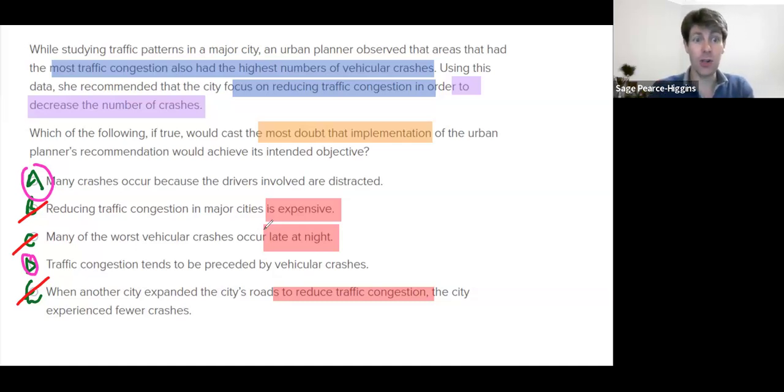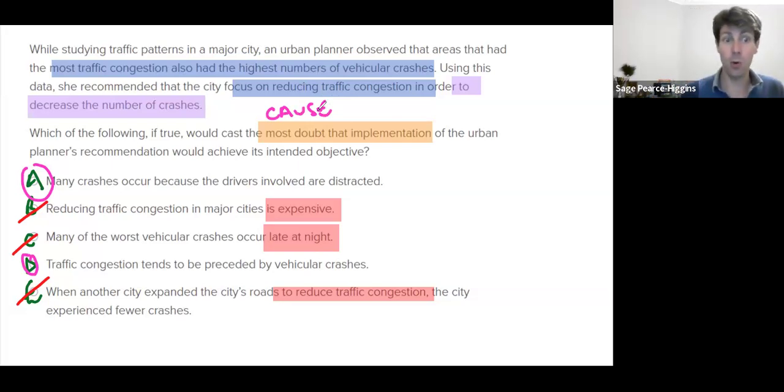D says traffic congestions tend to be preceded by crashes. So if I know something about causation, I might notice that the city planner is kind of claiming that the congestion is causing the crashes, and therefore, if we reduce the congestion, we'll decrease the number of crashes. So actually choosing here comes back to the way that I analyzed the argument, and I saw something about cause. I think I even saw some of you mention that. This is definitely an argument, or a plan, that involves causation. There's a cause here.